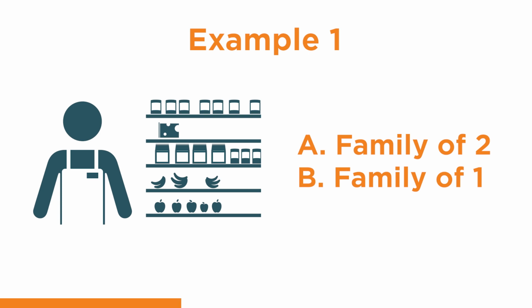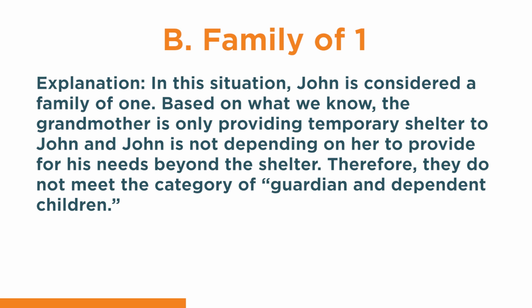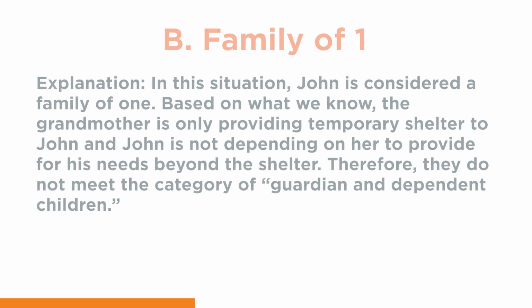The correct answer is B. In this situation, John is considered a family of 1. Based on what we know, the grandmother is only providing temporary shelter to John, and John is not depending on her to provide for his needs beyond the shelter. Therefore, they do not meet the category of guardian and dependent children.